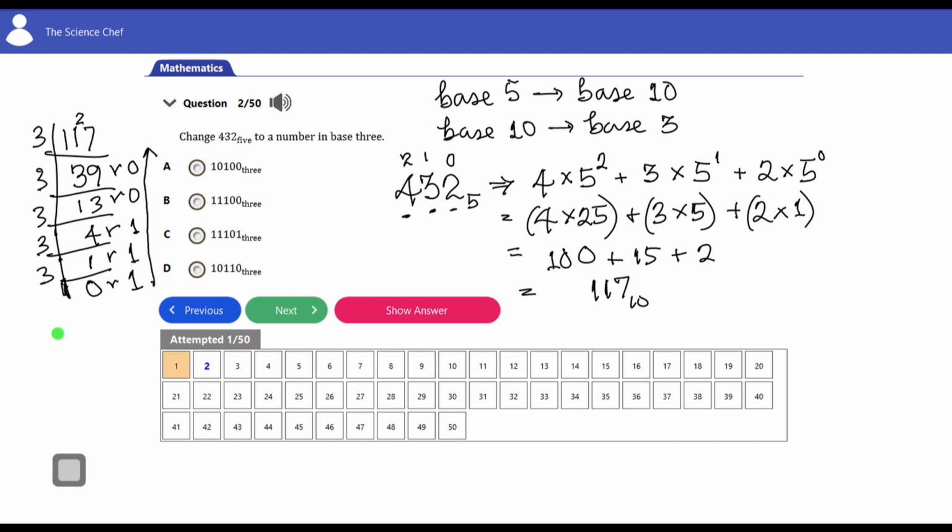So here 117 base 10 is the same thing as 1111100 base 3. That's option B. Therefore 432 base 5 is equal to 11100 base 3.